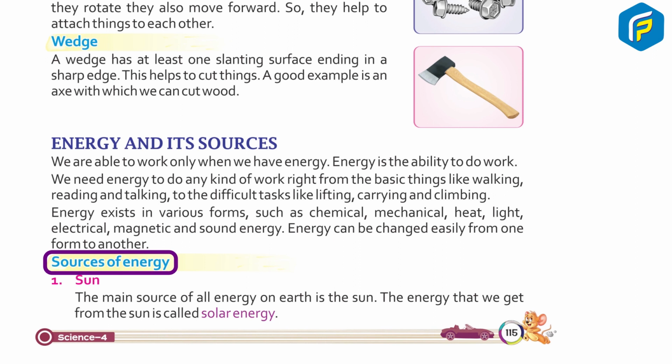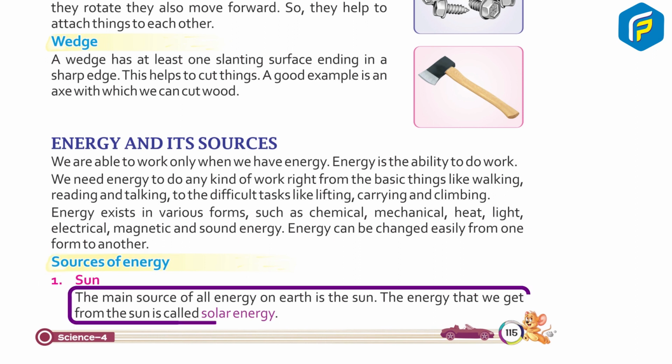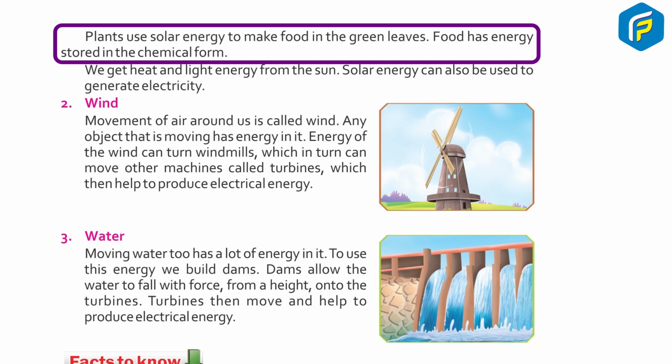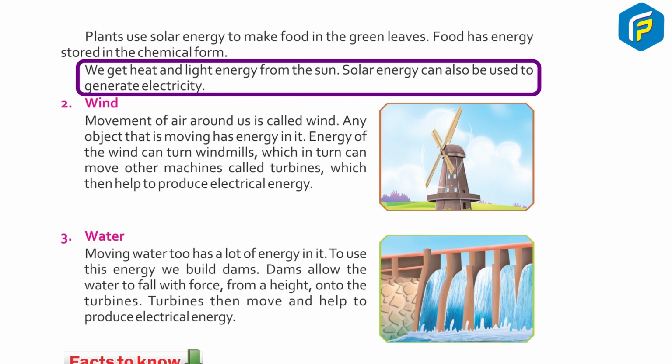Sources of energy. 1. Sun. The main source of all energy on earth is the sun. The energy that we get from the sun is called solar energy. Plants use solar energy to make food in the green leaves. Food has energy stored in the chemical form. We get heat and light energy from the sun. Solar energy can also be used to generate electricity.